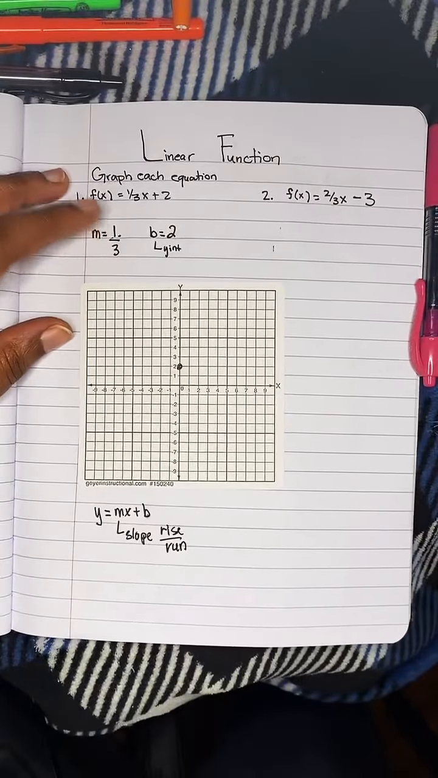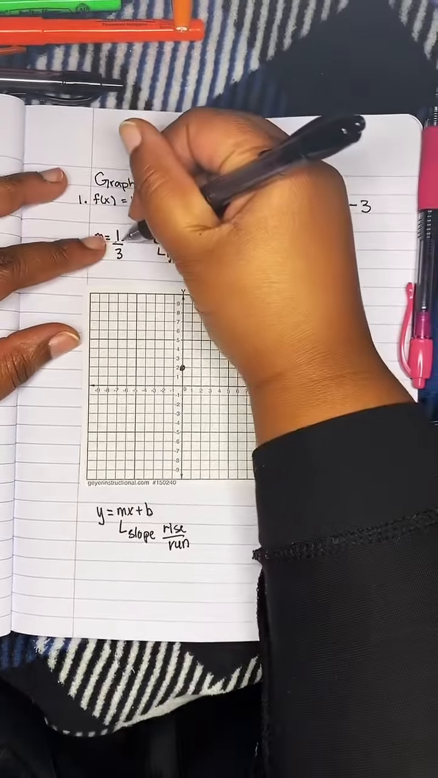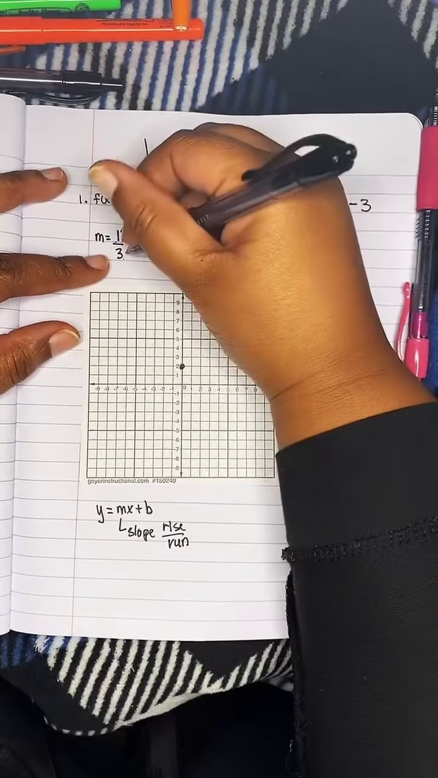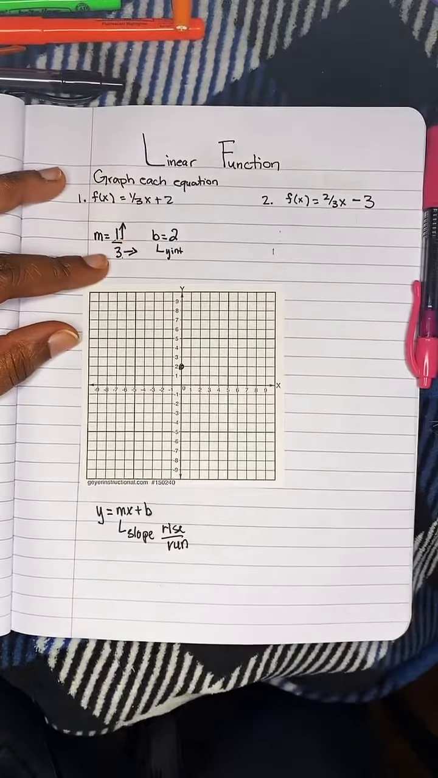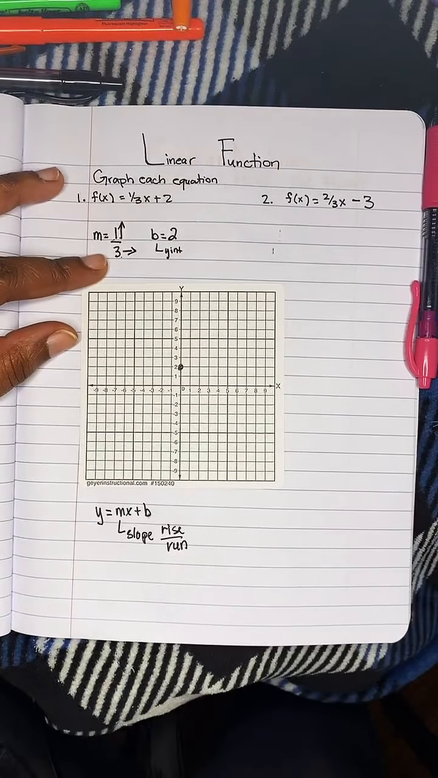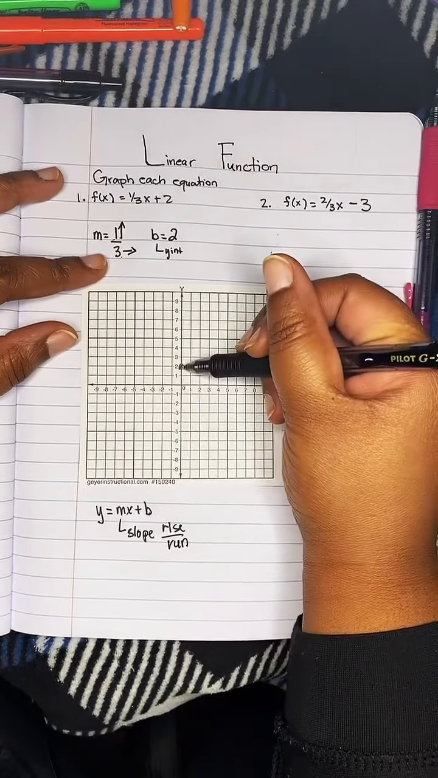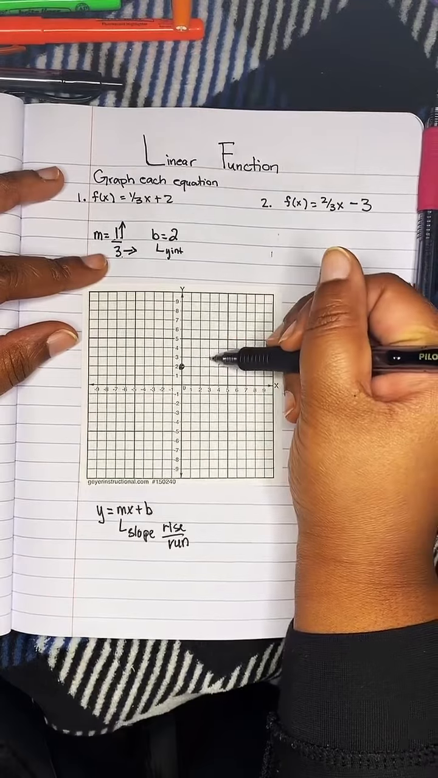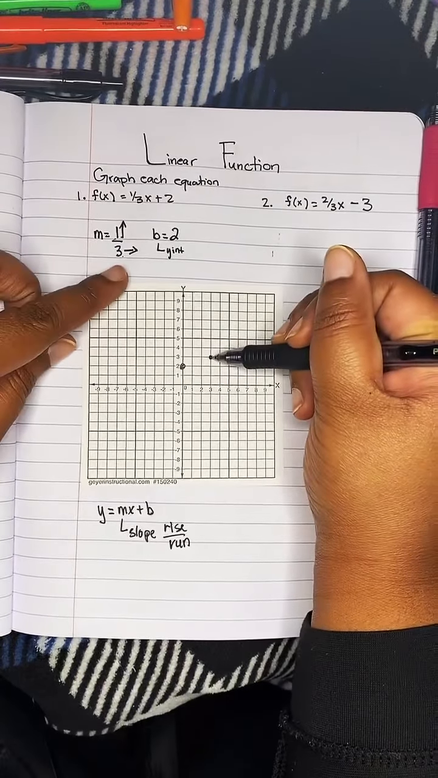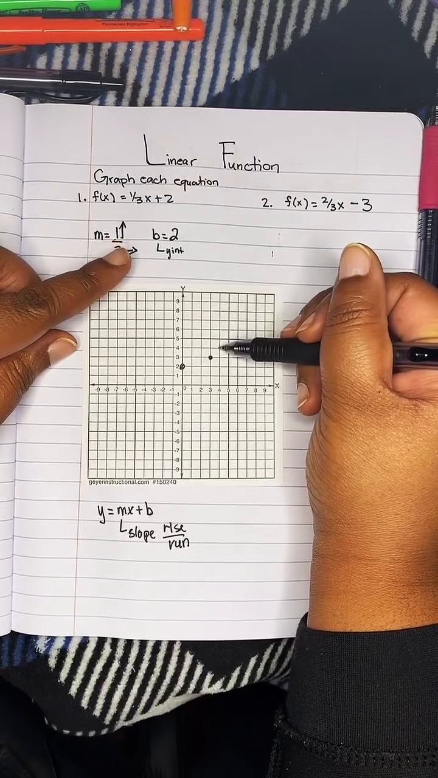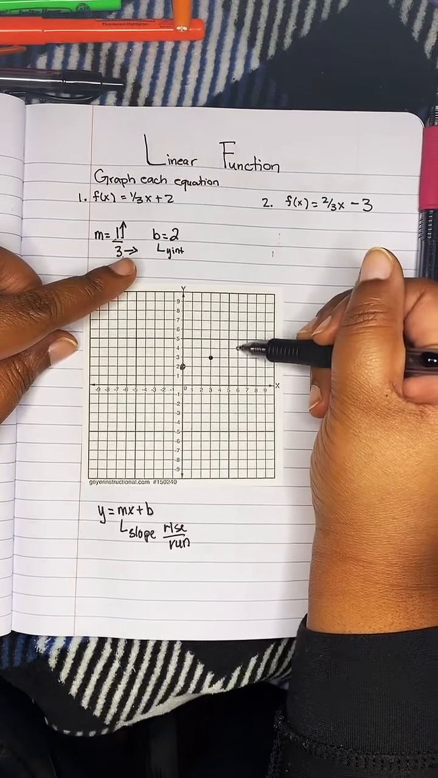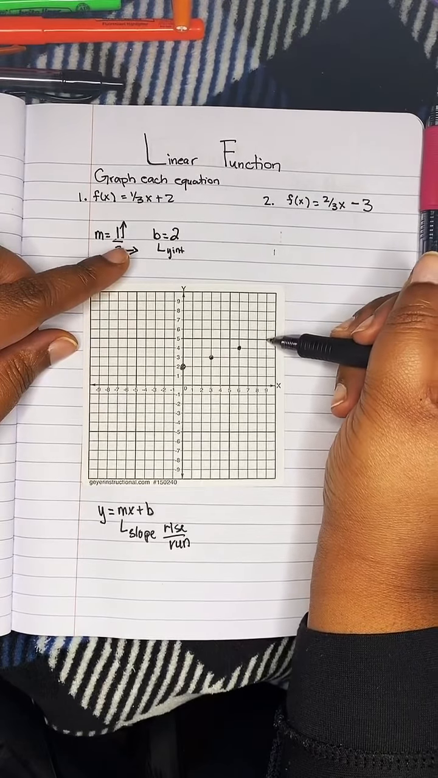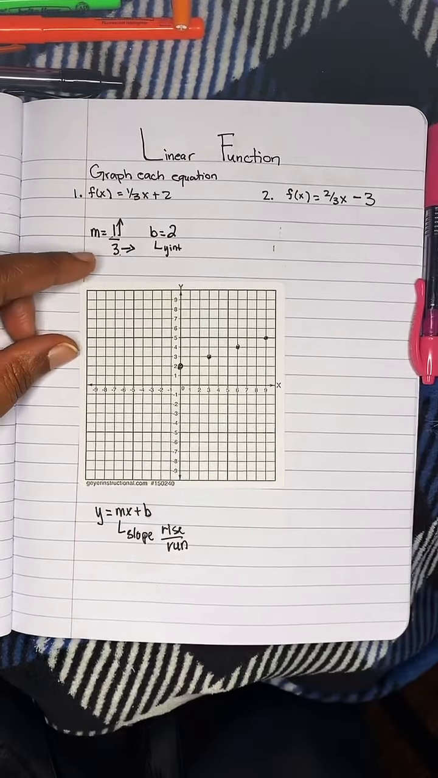So what are we doing here? Usually we've been falling, but this time we're rising up. And since it's a positive 3, we're running to the right 3. So from here, I'm going to go up 1, over 1, 2, 3, put a point. I'm going to do it again. Up 1, over 1, 2, 3, put a point. Up 1, over 3.